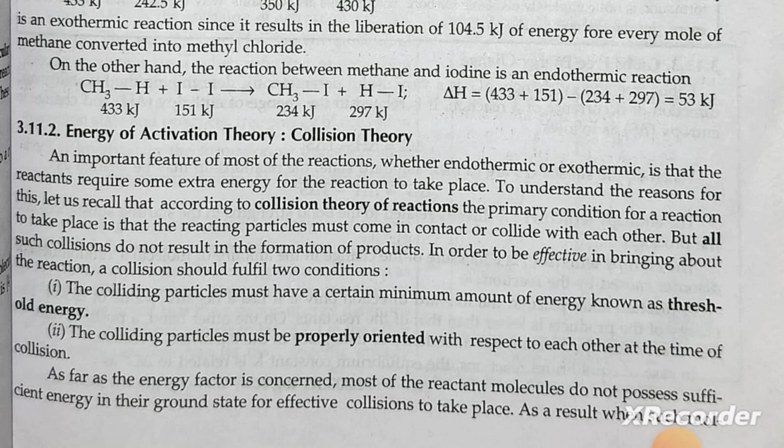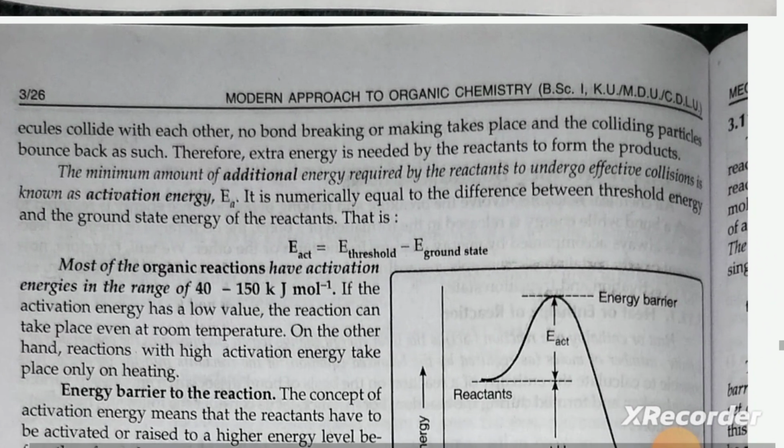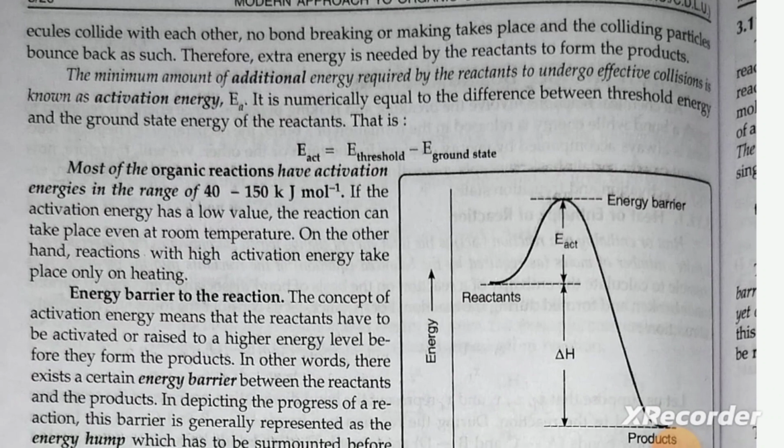As far as the energy factor is concerned, most of the reactant molecules do not possess sufficient energy in their ground state for effective collision to take place. As a result, when such molecules collide with each other, no bond breaking or making takes place and the colliding particles bounce back as such. Therefore, extra energy is needed by the reactant to form the product.